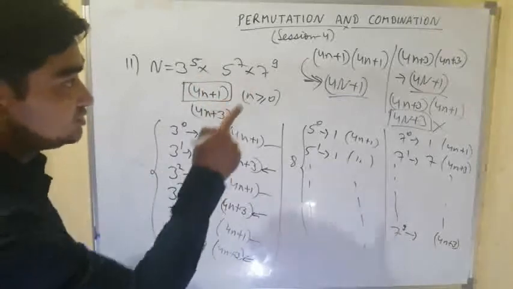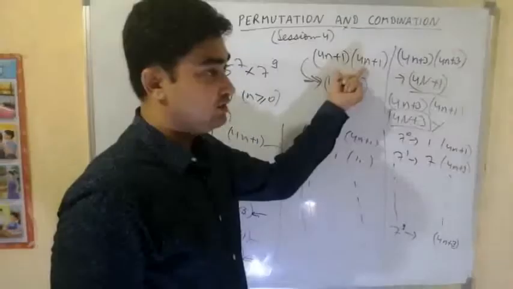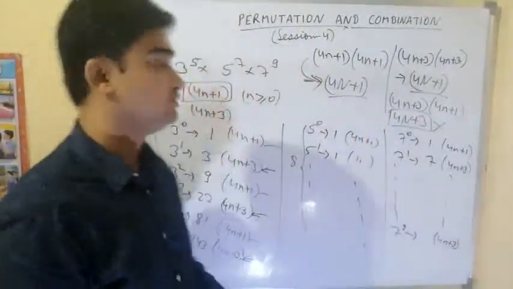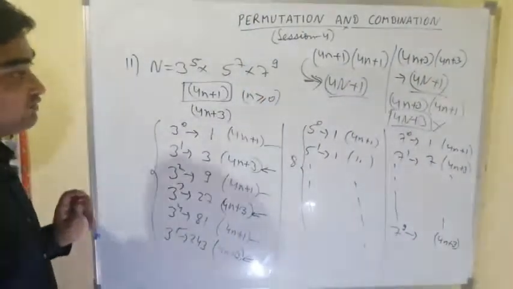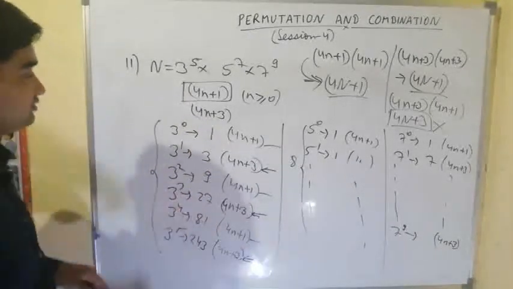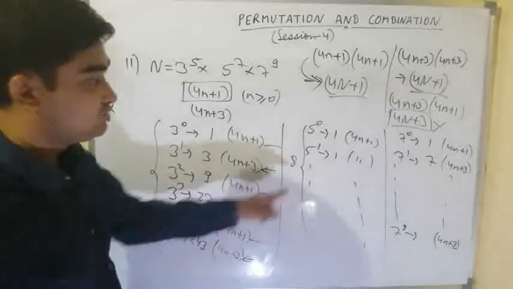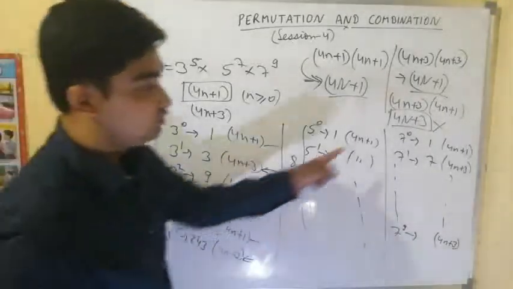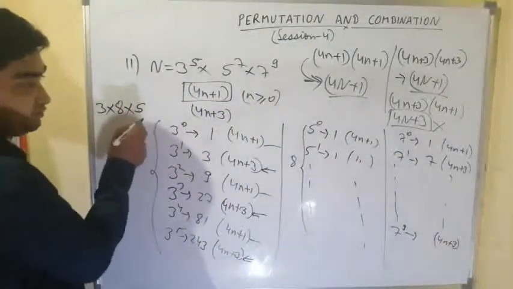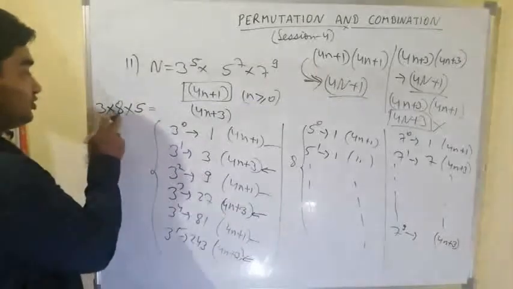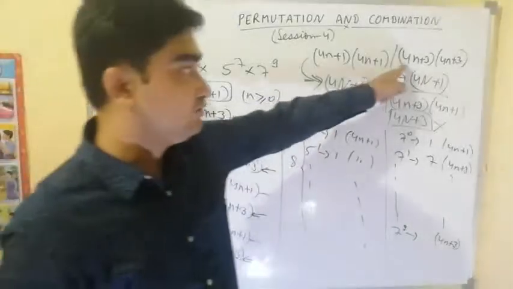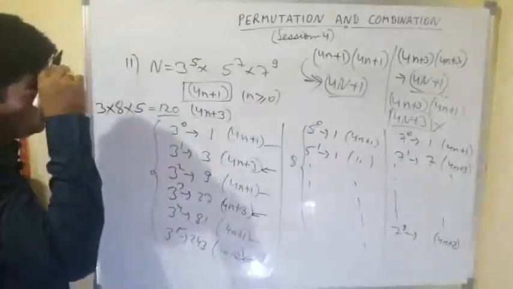So first we'll find the case where all are of the form 4n plus 1, plus the case where all are of the form 4n plus 3. We'll get the answer. So all are of the form 4n plus 1. How many choices are available here? 3 into 8 into 5. So these are the choices where all are 4n plus 1. So total choices are 120. Then the second case where all are of the form 4n plus 3.